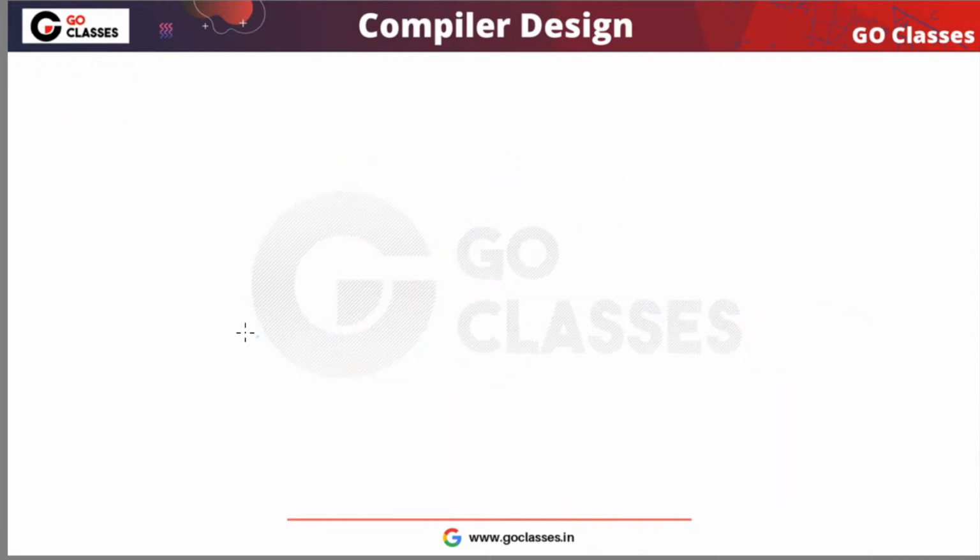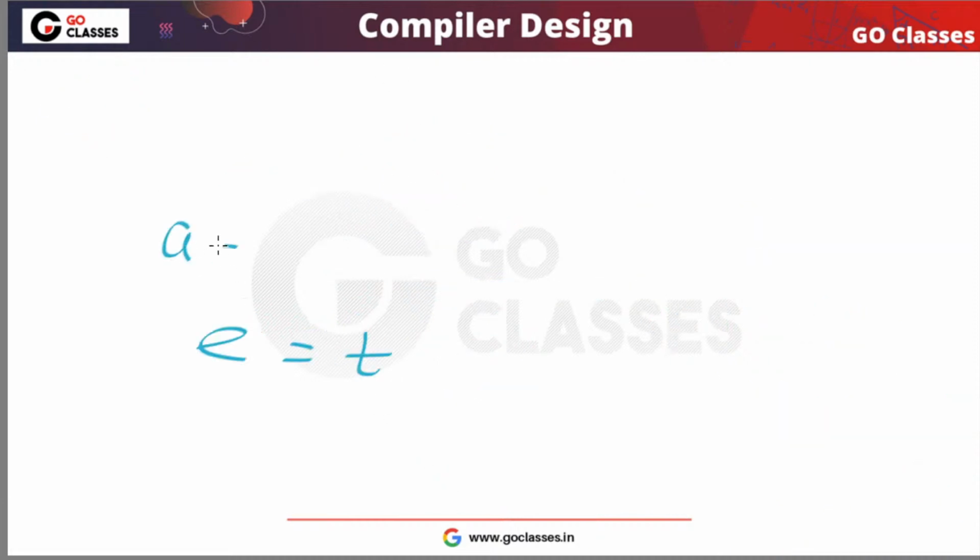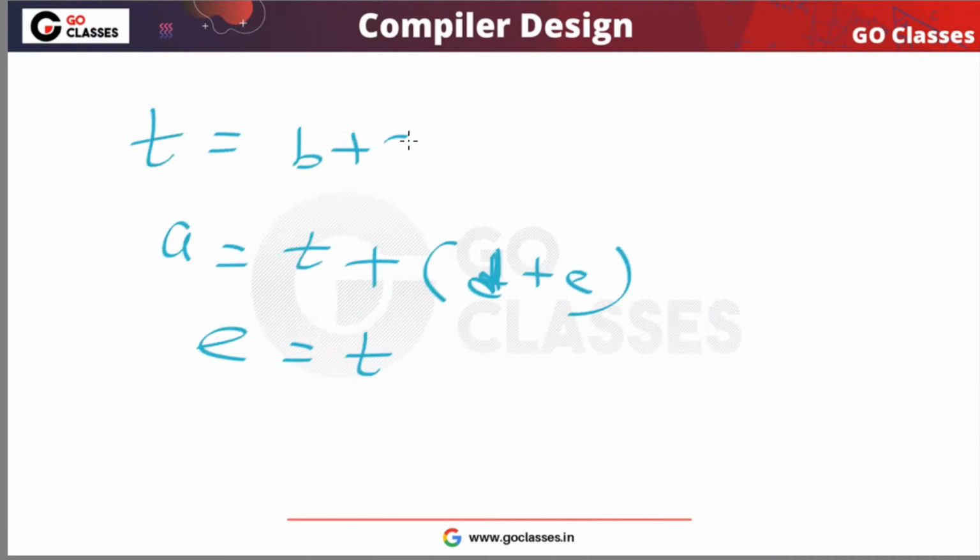So what will your compiler do? It will do like this: equal to t. And this b plus c, it will go back, and it will do like this: d plus e, and then t equals b plus c. So like this your compiler will do. So basically the common subexpression elimination algorithm will do like this.